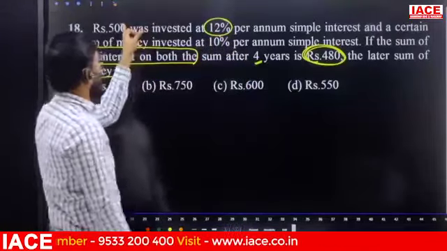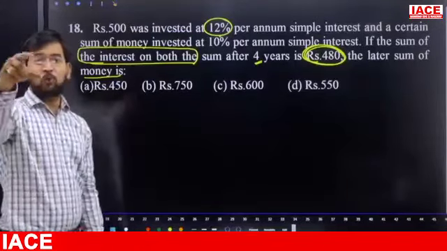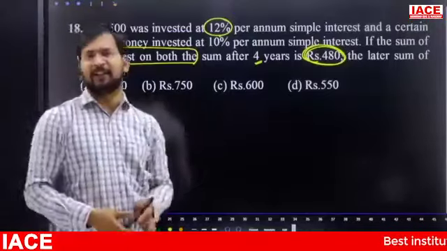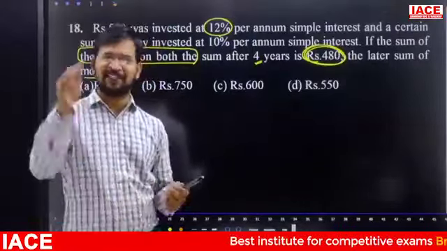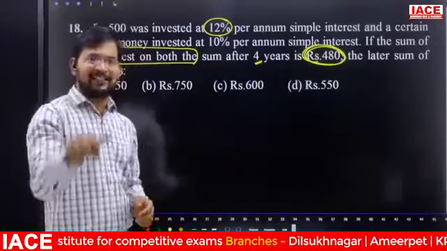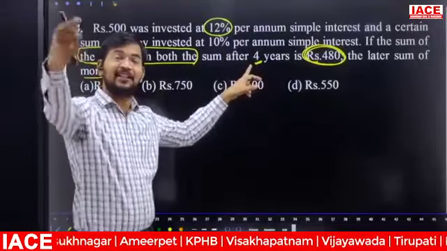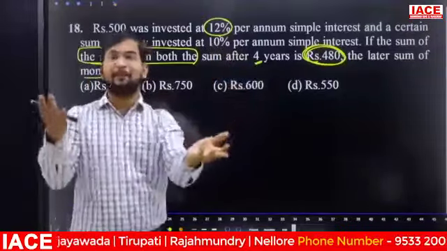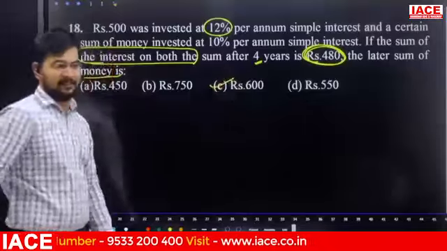48% on 500 is nothing but 240 rupees. In the first case I am getting 240 rupees interest. Total interest is 480. In the first case itself I am getting 240 rupees, then definitely the remaining case is 240 rupees only. So second case interest is 240. How many years? 4 years. 4 years interest is 240, then 1 year interest is 60. Rate of interest is 10%. 10% is 60, then 100% is 600. Your answer is 600. Option C is the right answer.